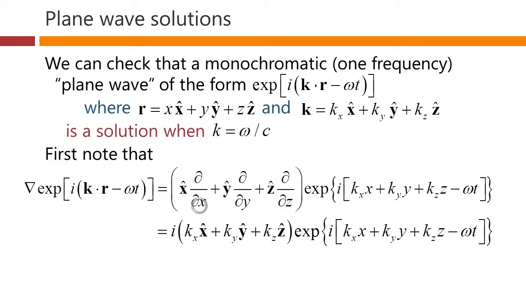Well, that's quite straightforward. d by dx of e to the i kx x is just i kx times e to the i kx x. And that happens for each of the other coordinate directions as well, so we just end up adding up these 3 parts to get our entire derivative here, our gradient. And of course, that is just k that we have here, and this was just always k dot r, we just multiplied it out. So the gradient of e to the i(k dot r minus omega t) is ik e to the i(k dot r minus omega t).